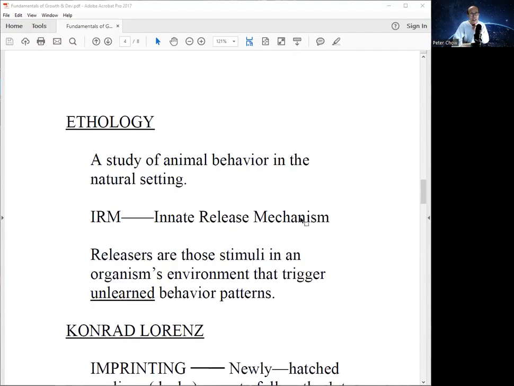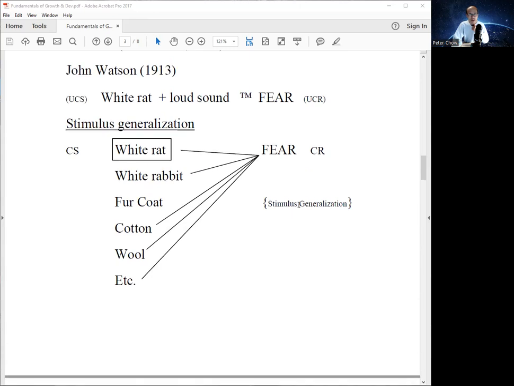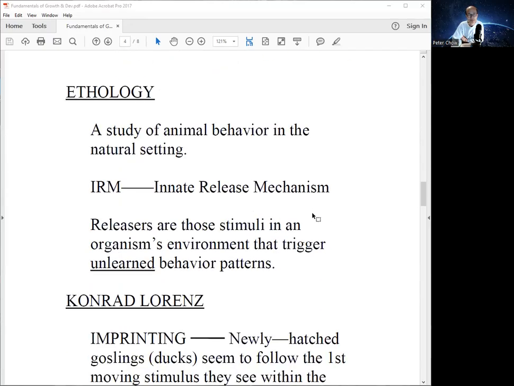And of course here, I forgot, through a process called stimulus generalization, the fear is generalized to the white rabbit, fur coat, cotton, wool, and so on, even though these were not involved in the original experiment. So that's called stimulus generalization, and we will come to this in detail later on in the course.